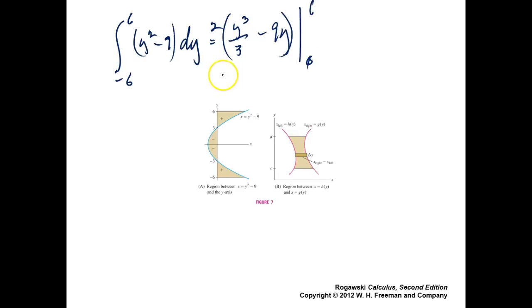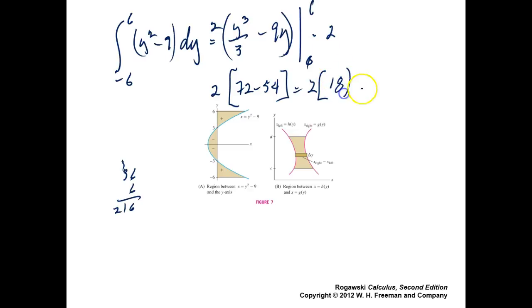Okay, all right, so this will be 2 times, now you plug in 6 cubed. 36 times 6, 216, okay, over 3, 72, so it'd be 2 times 72 minus 54, that'd be 2 times 18, and that's sure enough what we got, 36. Okay. That's the signed area.